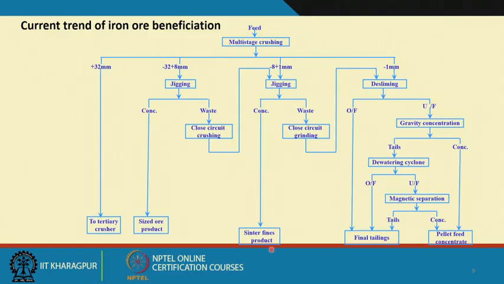And now we get a concentrate. Now we are calling it sinter fines. The waste I am putting into a closed circuit grinding, that means I have got a hydrocyclone also, and that we are sending to a desliming unit, because I want to get rid of minus 150 micron particles, and from multi-stage crushing we are also having minus 1 mm material, and we are mixing it.